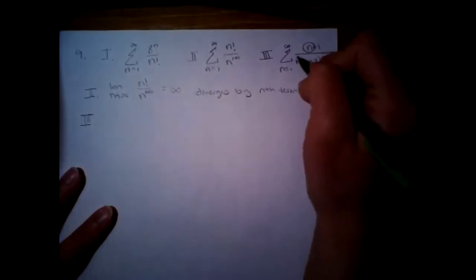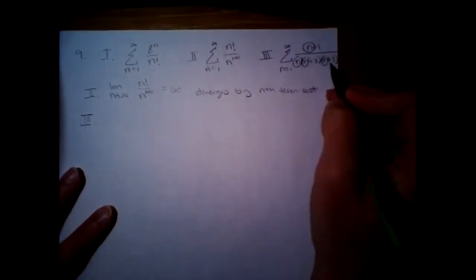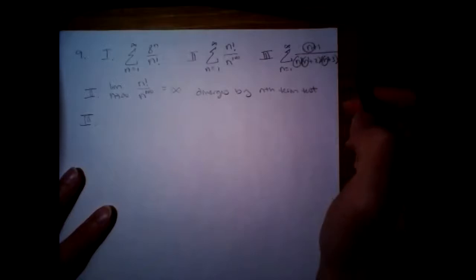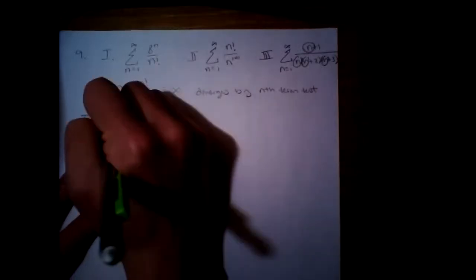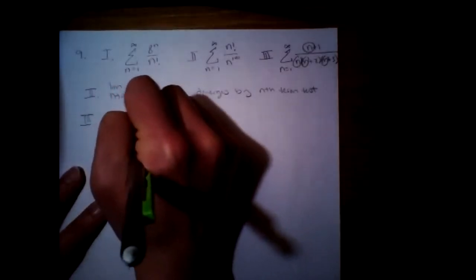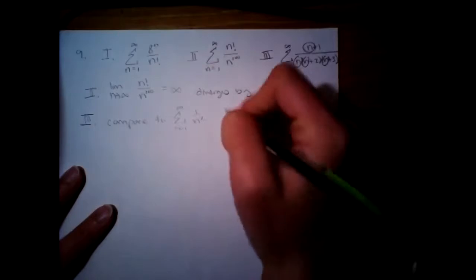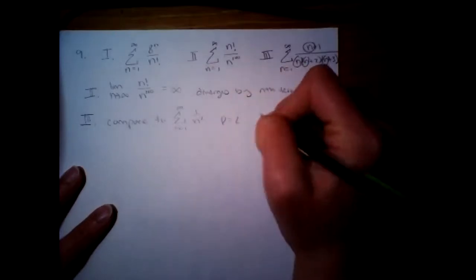I have n to the first in the numerator, and then I'm going to have n to the third in the denominator if you multiply that all out. So if you have n over n to the third, one of the n's is going to cancel, and we're going to compare this to 1 over n squared. And so p is 2, and so that is going to converge because 2 is bigger than 1.